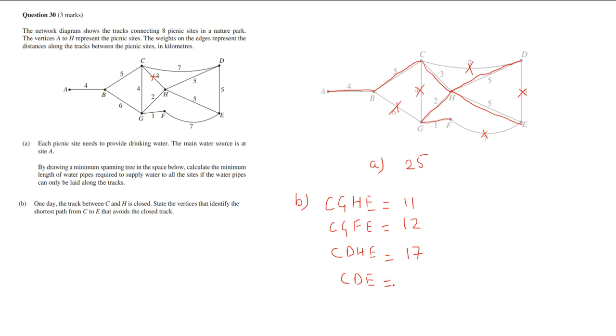7 plus 5, 12. So out of all these, the shortest path is C, G, H, and E, which takes a value of 11.